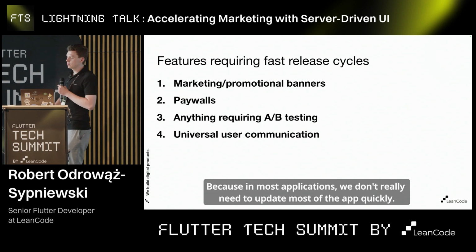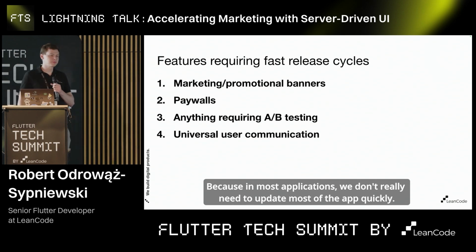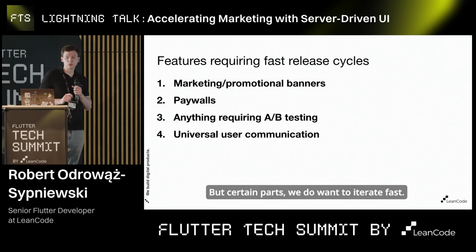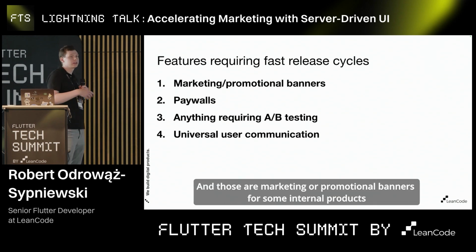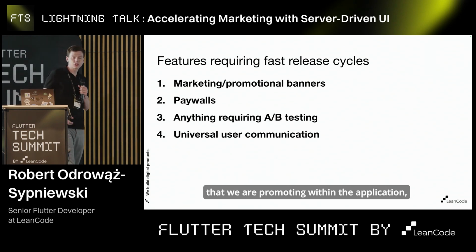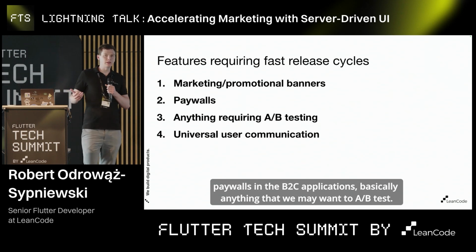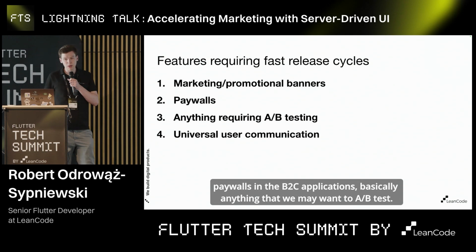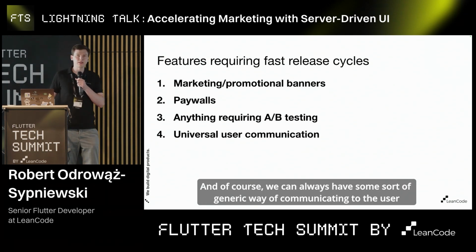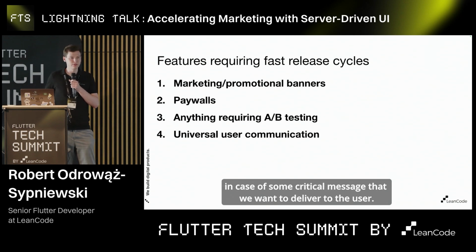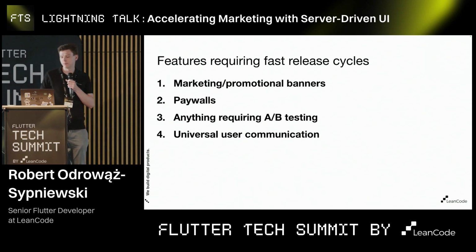Because in most applications we don't really need to update most of the app quickly, but certain parts we do want to iterate fast. And those are marketing or promotional banners for some internal products that we are promoting within the application, paywalls in the B2C applications, basically anything that we may want to A/B test. And of course, we can always have some sort of generic way of communicating to the user in case of some critical message that we want to deliver to the user.